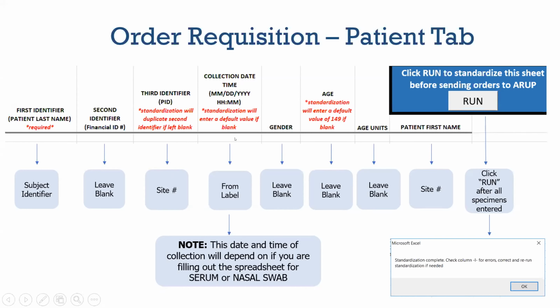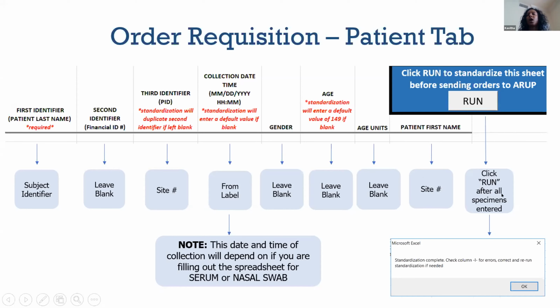This next column is your collection date and time, and this is from the label. Make sure that if this is for serum, you're only filling out the collection date and time for all the serum samples in this column. Gender, leave blank. Age, leave blank. Units, leave blank. The patient first name is going to be the site number. So both of these columns are going to be the same, and they're just going to be listed all the way down. Once you've listed however many you have ready to ship, whether it's 10 or 20 serum, you're going to hit this run button.